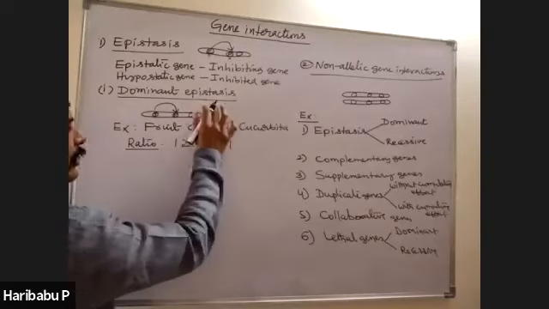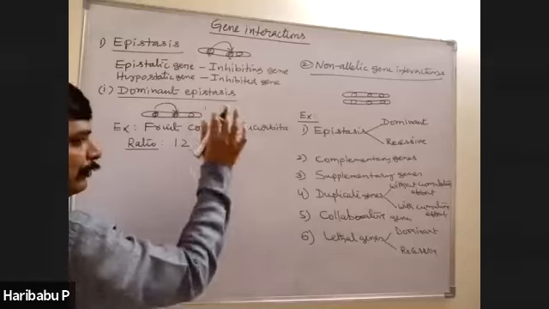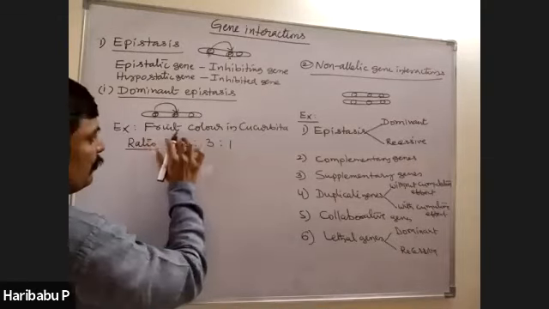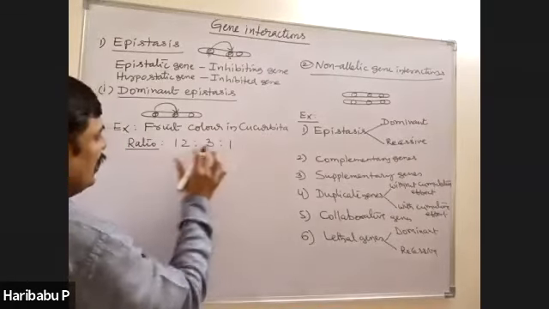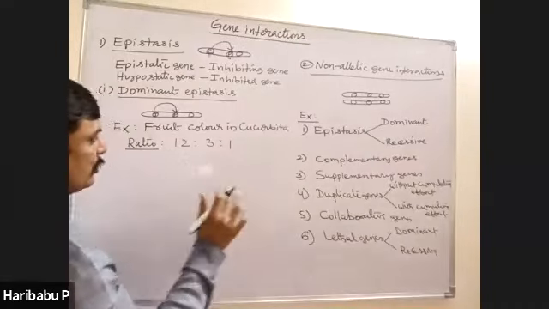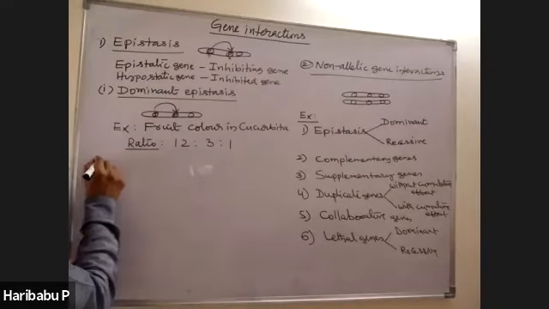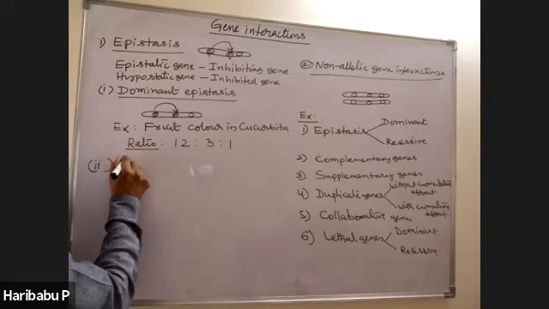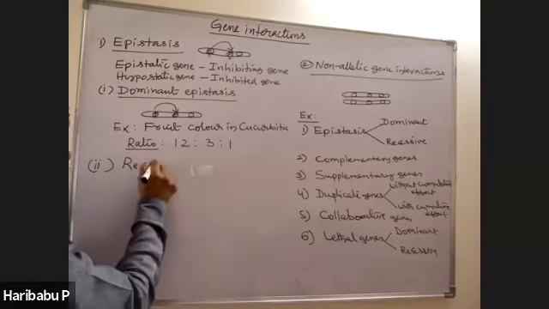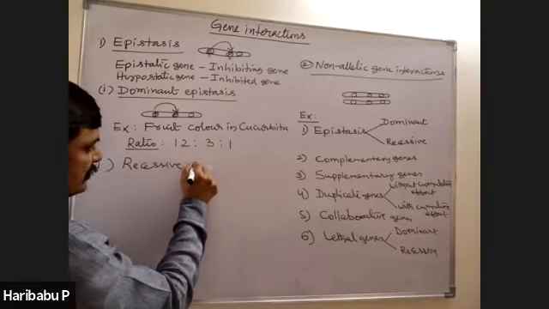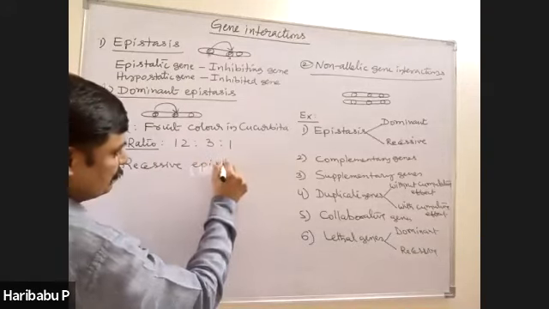So you have to remember 3 points. What is dominant epistasis, you have to understand. The example for dominant epistasis and the ratio of this one. That's all. Then the second one, recessive epistasis.